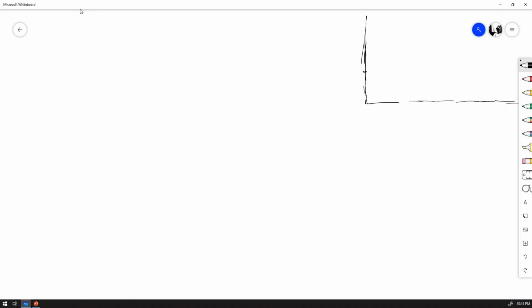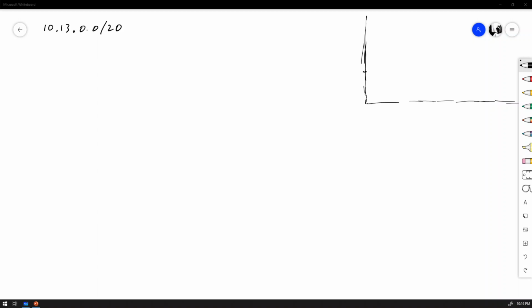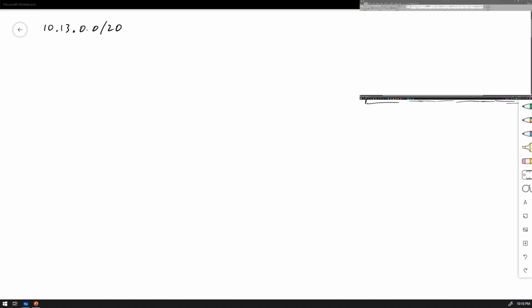So we had this IP address given, the network address given was 10.13.0.0 slash 20, right? Now we are going to start the math soon. So let's bring in the binary calculation display capture thingy, right? I hope you guys can see that.